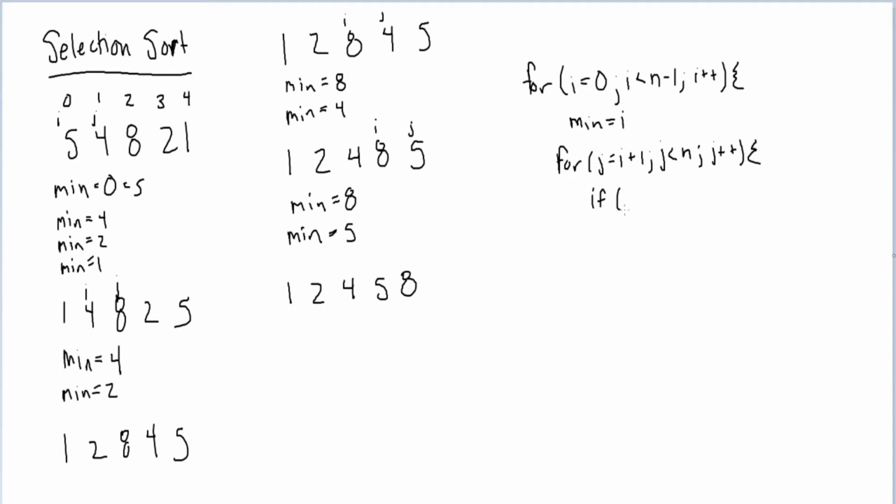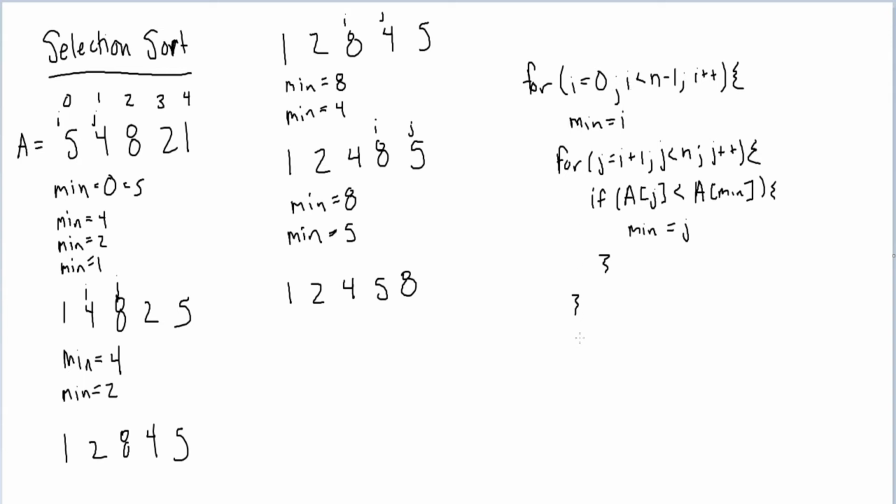So if, to clarify something, because I will be using an array here, this array is going to be A. So A[j] is less than the index of A[min]. If that is the case, then we're going to set min equal to j. Close out the curly brace. Close out this for loop.